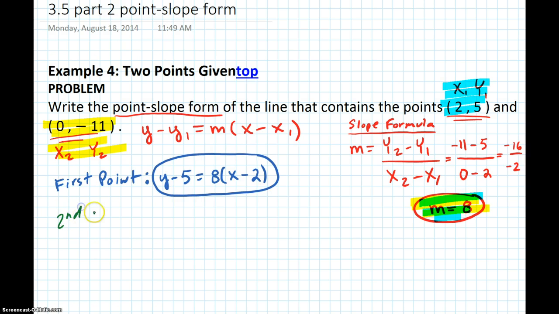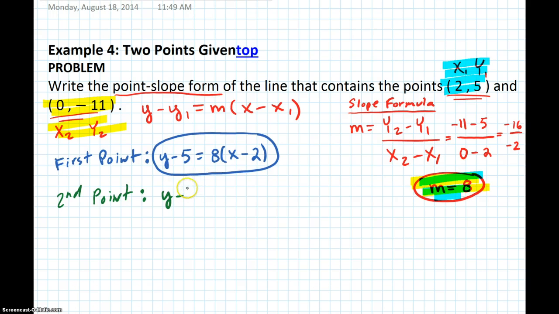So the second point, let's do y minus y2. Instead of y1, we're going to use y2. This could be x1, y1, this could be x2, y2, x3, y3. It could be any point. So this is going to be y minus negative 11 equals m, which is 8, times x minus 0. And that would be point slope form for the second point there.